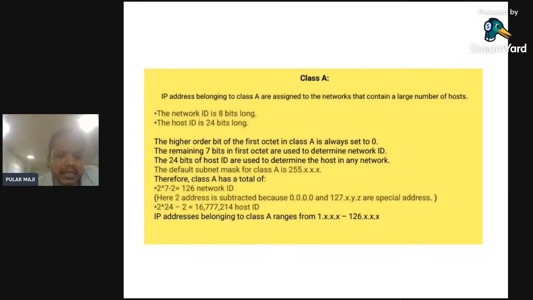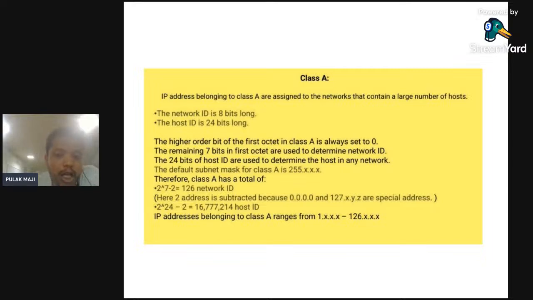The second point is, what is the subnet mask? Subnet mask means what? Or what is the masking? Masking is also important. What is the masking actually? In class A IP addressing, the subnet mask will be 255.0.0.0.